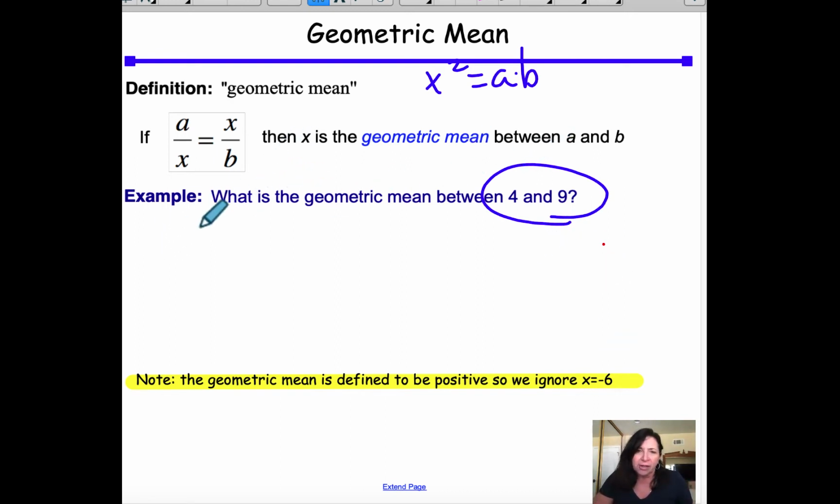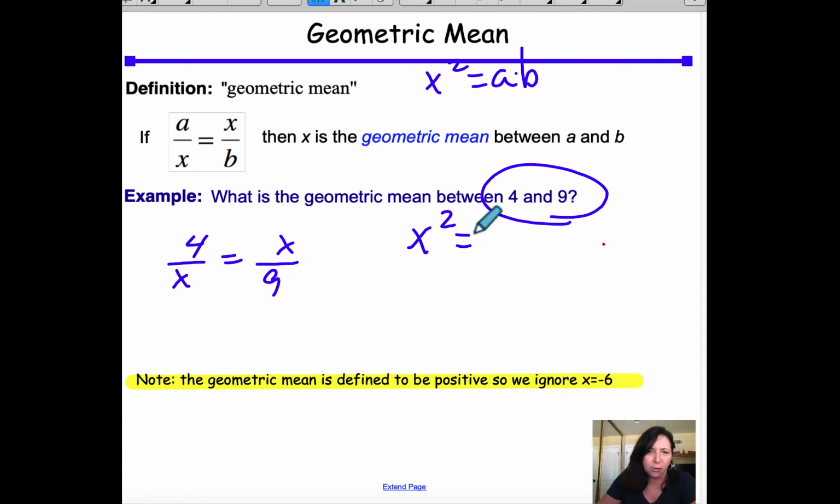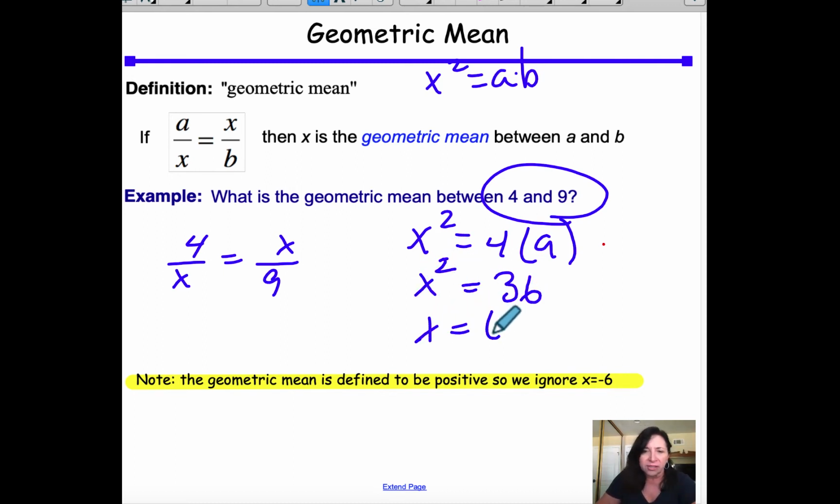For the geometric mean, you would say 4 is to X as X is to 9. You're going to cross multiply, X times X, which gives you X squared equals 4 times 9. Well, 4 times 9 is 36. So X squared equals 36, and therefore X is equal to 6.